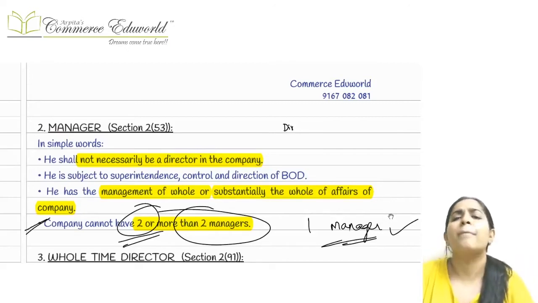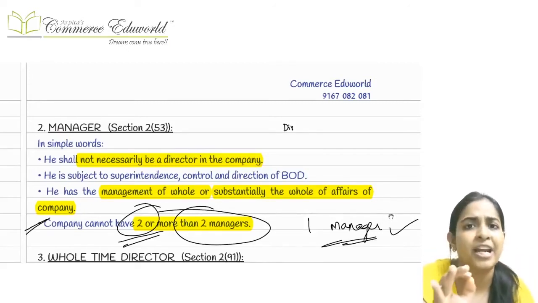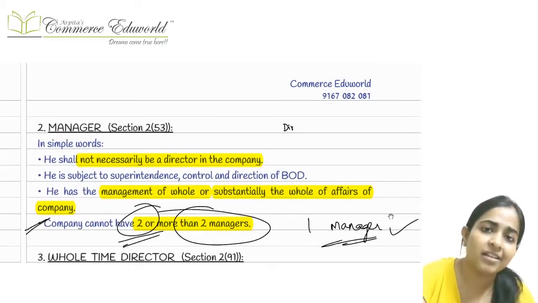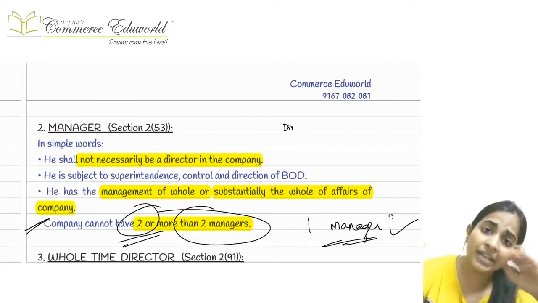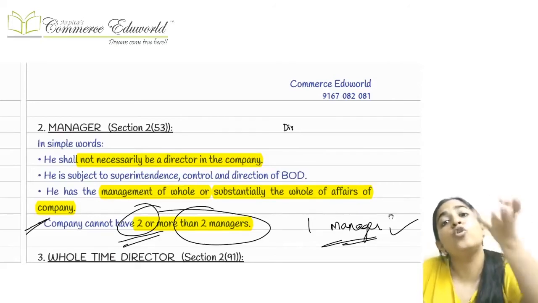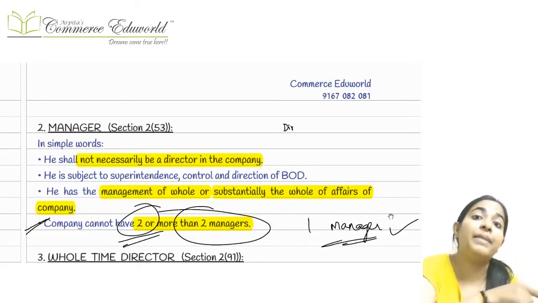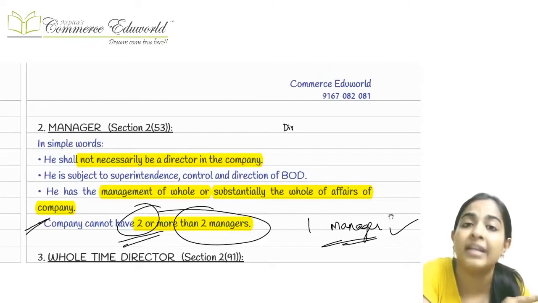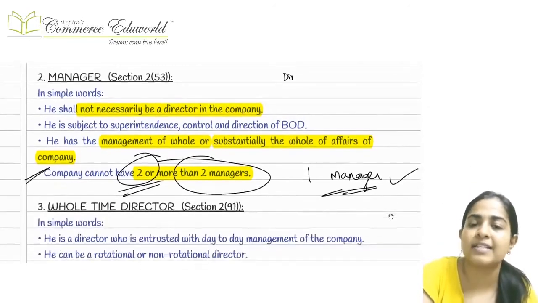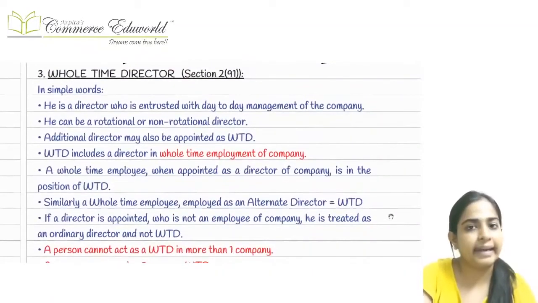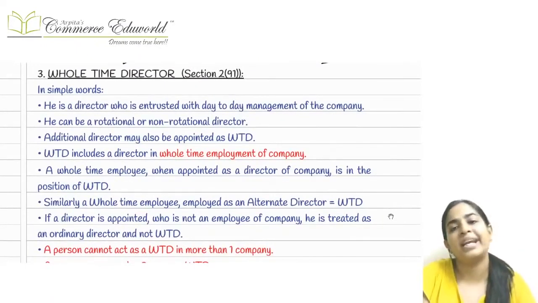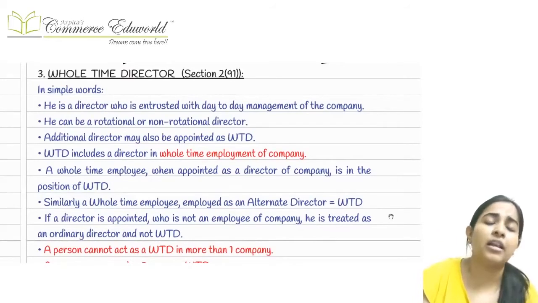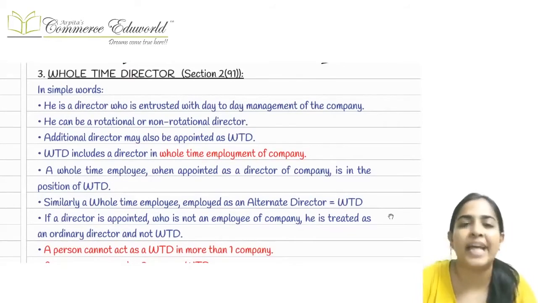But if you want in your company that even one person who is having the substantial powers of the management is sufficient, then you may appoint any person as a manager, and this manager can be a director, or this manager can also not be a director. Unlike MD, full form of MD was your managing director, that person was compulsorily supposed to be a director. But in case of manager, it's not necessary for that particular person to be a director. Okay, so he can be a director, he cannot be a director, but again he is having the substantial powers of manager.